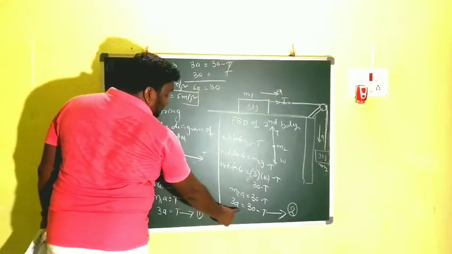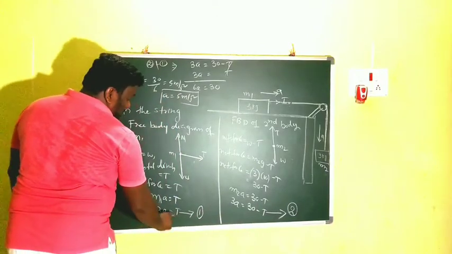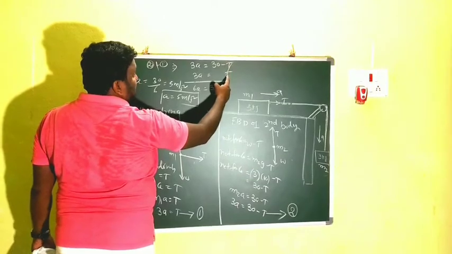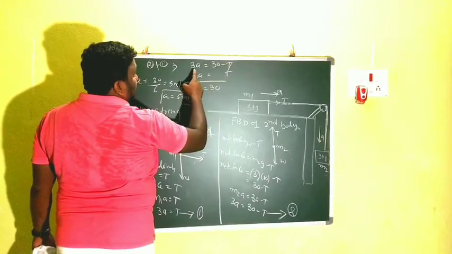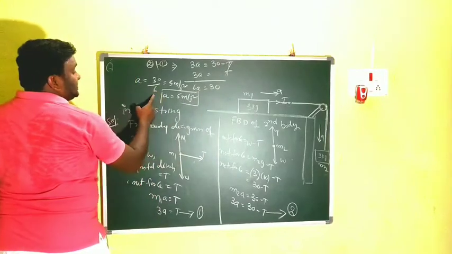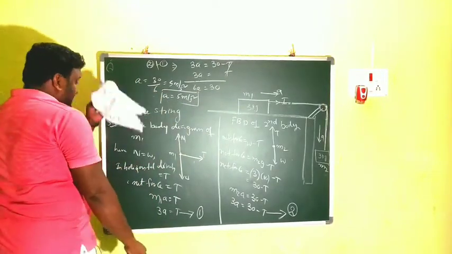Simply we have 3a is equal to 30 minus T and 3a is equal to T. We are adding these two, minus T plus T, this is cancelled. Then what do you get? 3a plus 3a, 6a. 6a is equal to 30. Then a is equal to what? 30 by 6. Then a is equal to 5 meter per second square.